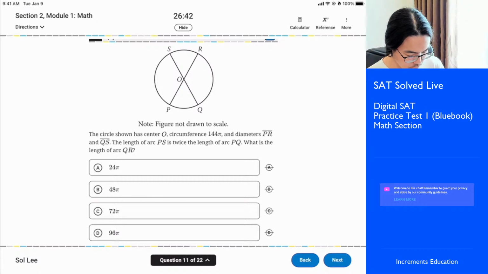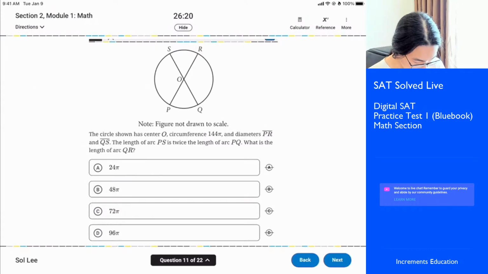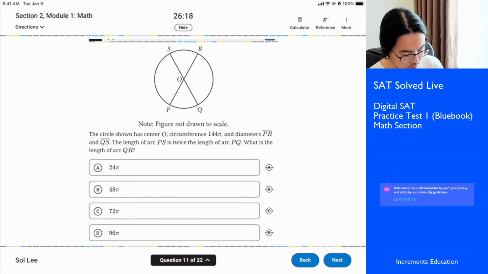So first, let's figure out the radius, right? So circumference is 2 pi r. So 2 pi r, right? So that means, now I'm like forgetting. Is that correct? I think it is. Yeah, circumference is 2 pi r. So what's 1/2 of 142? 144 was 72. So that's the radius.